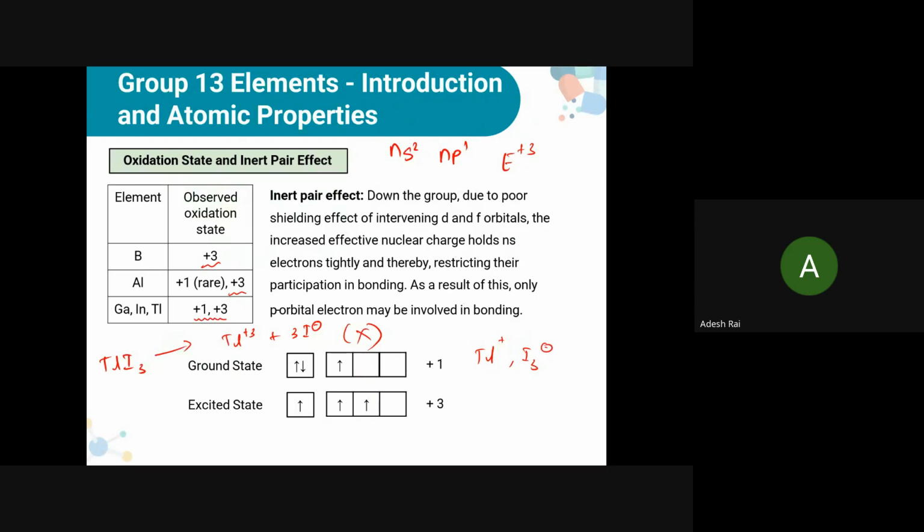Is that clear? This is a very famous question of JEE Mains. It has been asked in PYQs. So TlI3 does not exist as Tl³⁺ and 3I⁻, because Tl⁺ is more stable than Tl³⁺. Therefore, TlI3 exists as Tl⁺ and I3⁻. Is that clear to everyone?